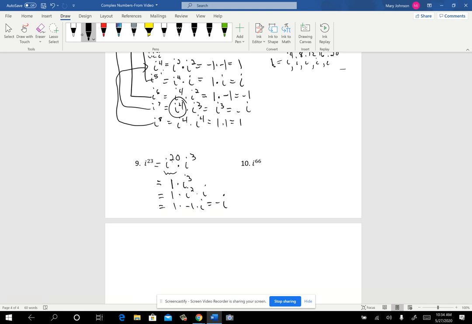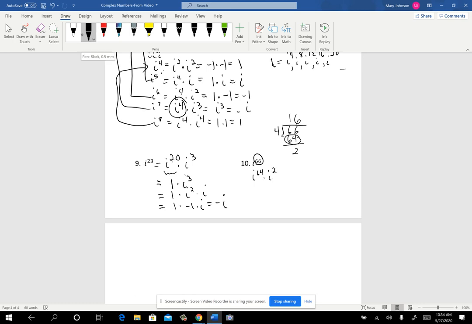So what you can do is you can look at 66 and try to think about what's a multiple of 4 that's close to 66. You can kind of run through your multiples of 4, or you can divide 4 into 66. I sometimes do this. It doesn't go in evenly, it goes in there 16 times. And see, that 64 is a multiple of 4. And see the 2 left? So i to the 66th is i to the 64th with 2 left.